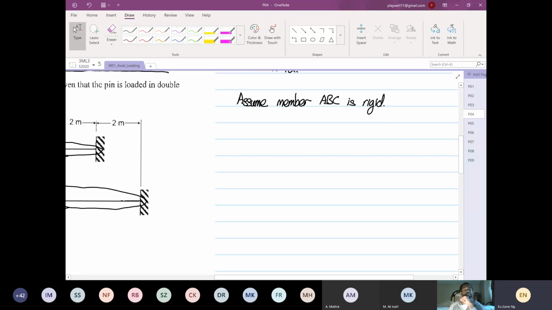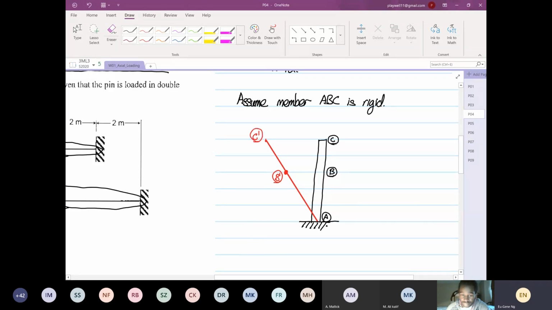If this is our member, if I were to draw a member, this is our point A, and then somewhere up here, this is our point B, and this is our point C. When we assume that it's rigid, what are we trying to do here? The deformation is going to be a straight line. So over here, this is your B prime, and this is your C prime.